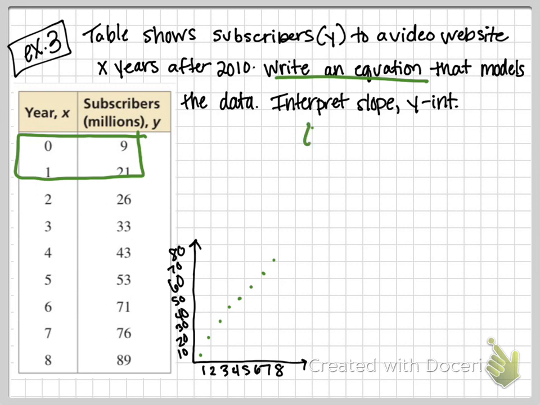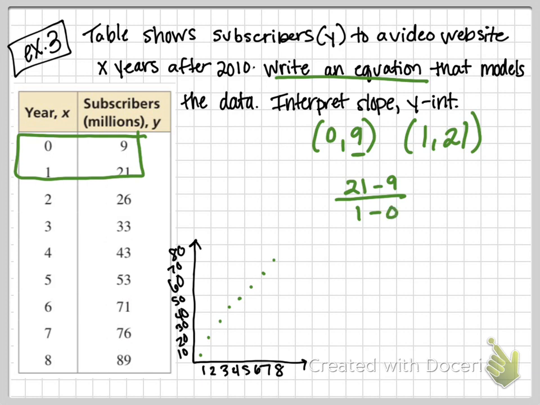Let's write these as ordered pairs: 0, 9, and 1, 21. In order to write the equation of the line, we need what? A y-intercept and a slope. In this case, we have a y-intercept, but we just need to find the slope. So let's use the slope formula, y2 minus y1 over x2 minus x1. So our slope is 12? Yes, slope is 12.